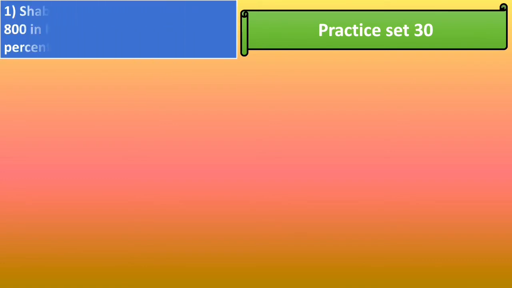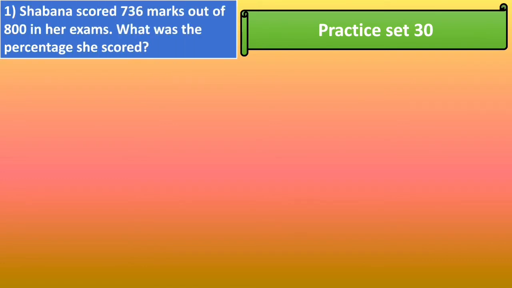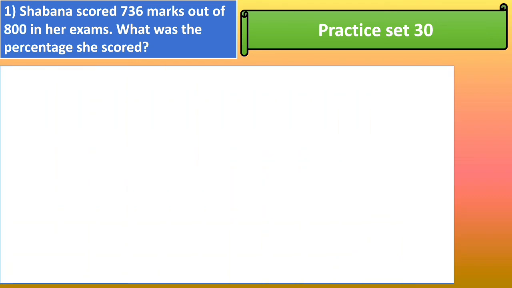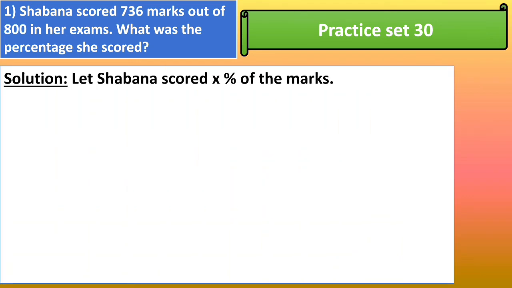Question number 1. Shabana scored 736 marks out of 800 in her exams. What was the percentage she scored? Here we don't know the percentage. So what we will take percentage? X. Let Shabana score X% of the marks. X% means X upon 100 equal to how much Shabana score? 736 out of 800. We'll write in the fraction.